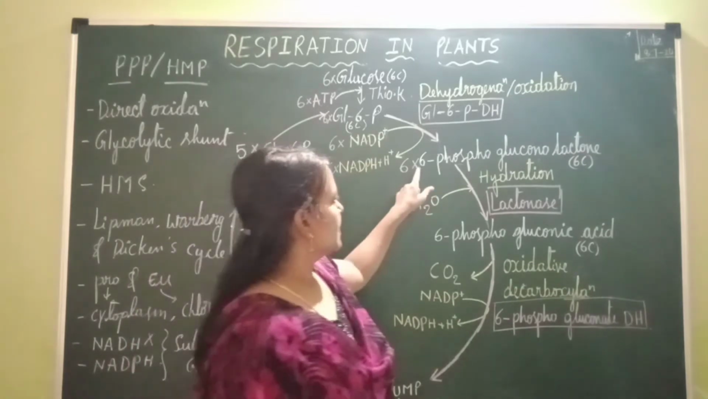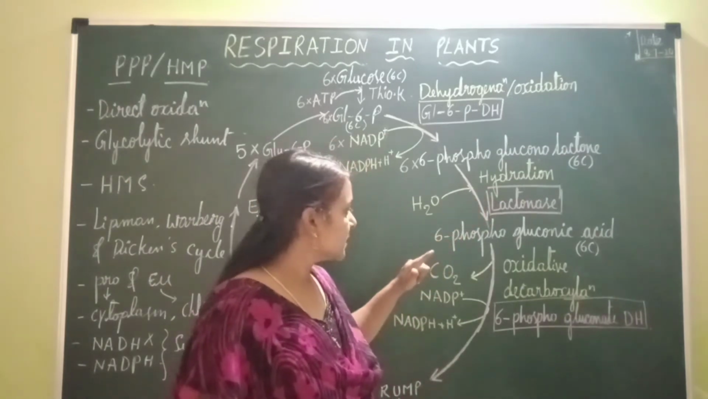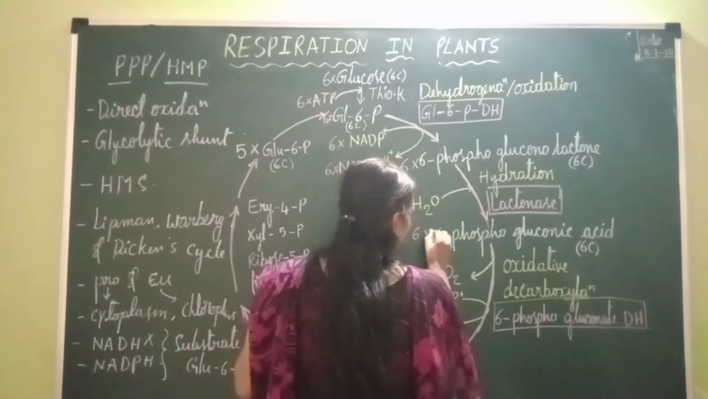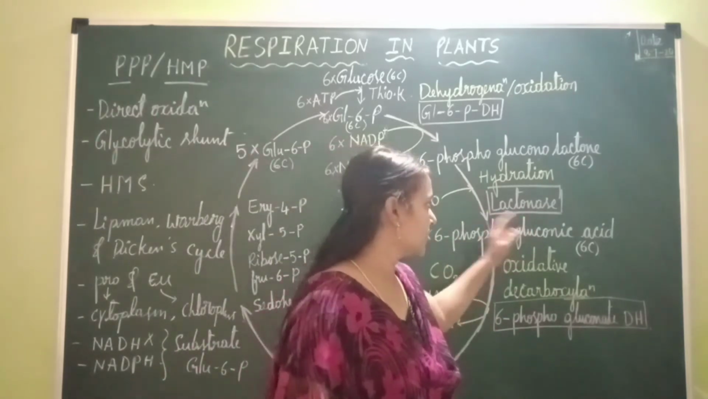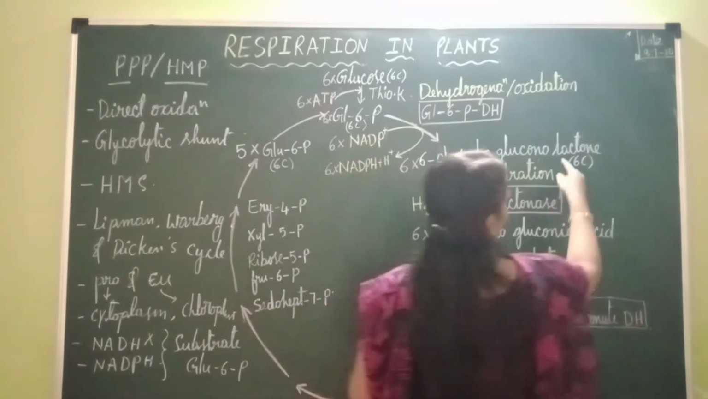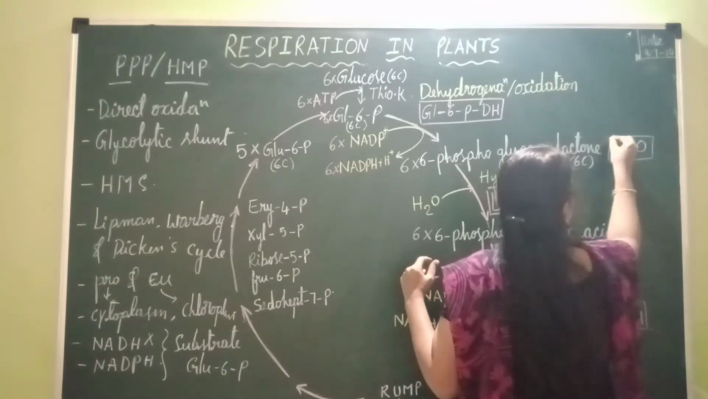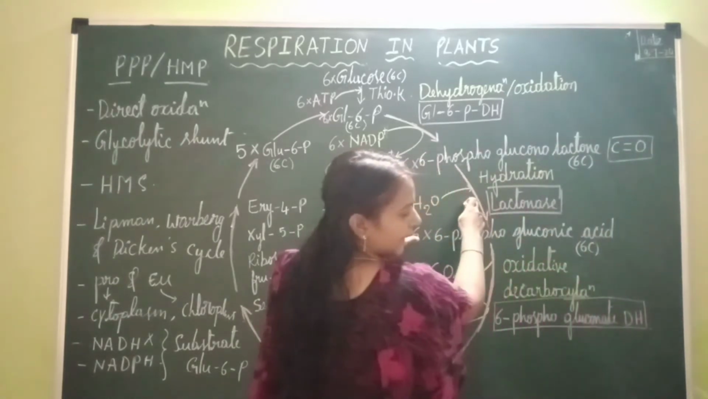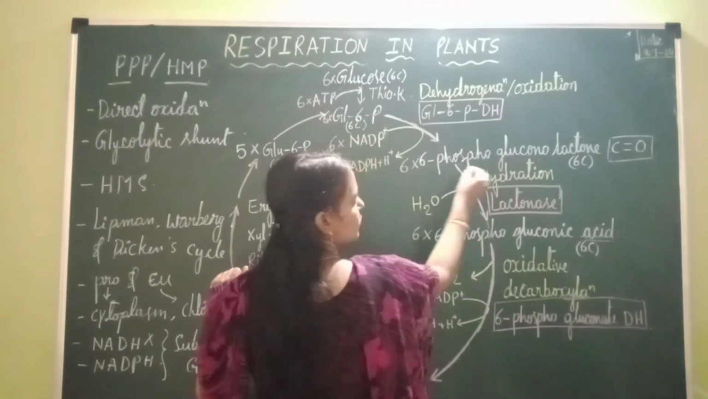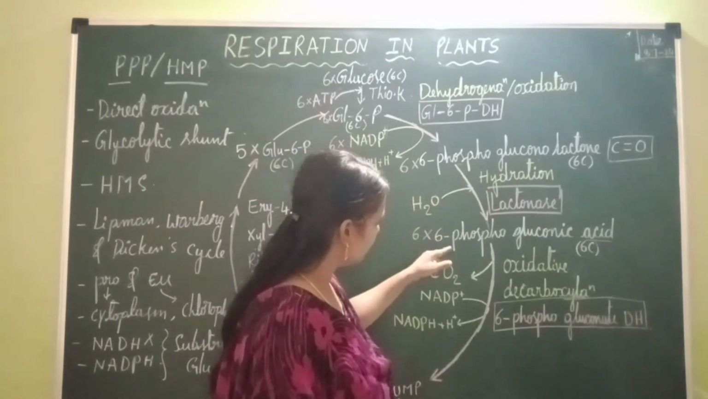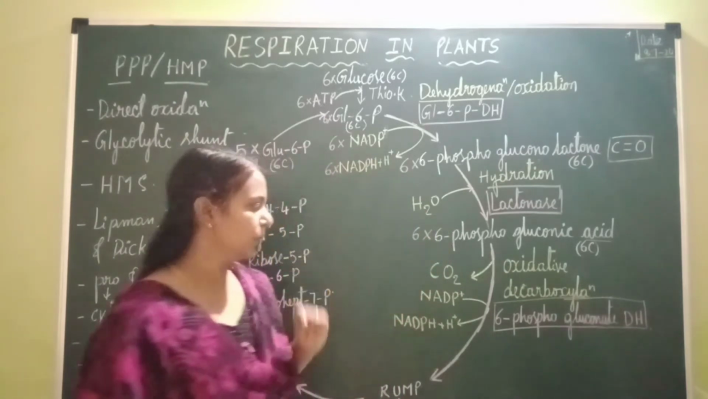Okay, now these 6 molecules of 6-phosphogluconolactone undergo hydration into 6 molecules of 6-phosphogluconic acid. This hydration reaction is catalyzed by the enzyme lactonase. So here this is lactone. Lactone means it consists of a keto group. So when water is added to this keto group, it will be converted into acid, and hence 6-phosphogluconolactone has been converted into 6-phosphogluconic acid, which is catalyzed by the enzyme lactonase.